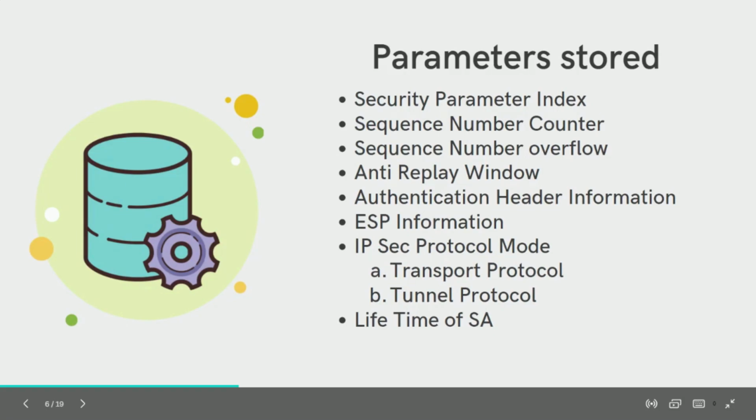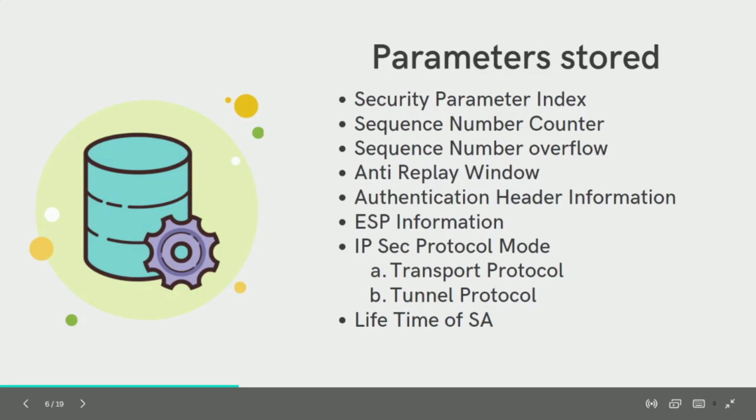And then comes the sequence number counter. The sequence number counter is the counter that will count the number of security parameters that have been created, and it will also count the sequence in which the security parameters are created. And then comes the sequence number overflow. This will indicate the overflow of the sequence numbers if it is out of the bound of the database.